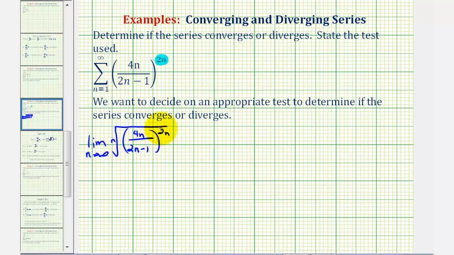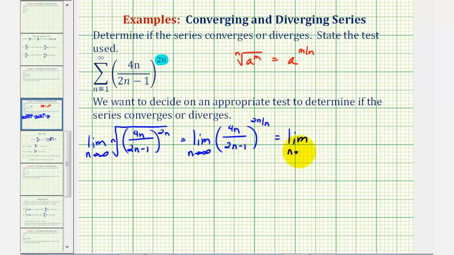And now I'm going to write this using a rational exponent. Remember that if we have the nth root of a sub n, then this is equal to a raised to the power of m divided by n, where the exponent is the numerator and the index is the denominator. So this is equal to the limit as n approaches infinity of 4n divided by 2n minus 1 raised to the 2n divided by n power. Well, notice how this just simplifies to 2. So now we have the limit as n approaches infinity of 4n divided by the quantity 2n minus 1 squared.